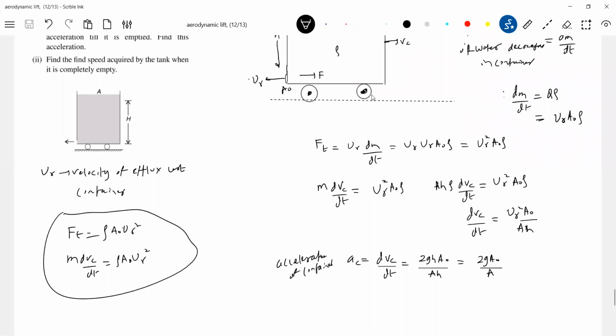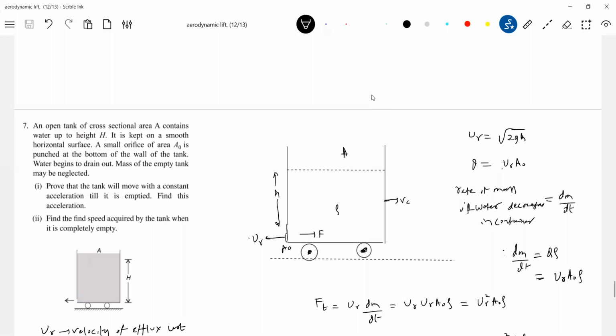I just wanted you to think, because the amount of liquid at any time t decreases. So what is the type of motion the container describes? Uniformly accelerated motion. And you know the time taken to empty the tank. And you know uniformly accelerated motion, so apply equations of motion and calculate the velocity. I'll leave this part for you.